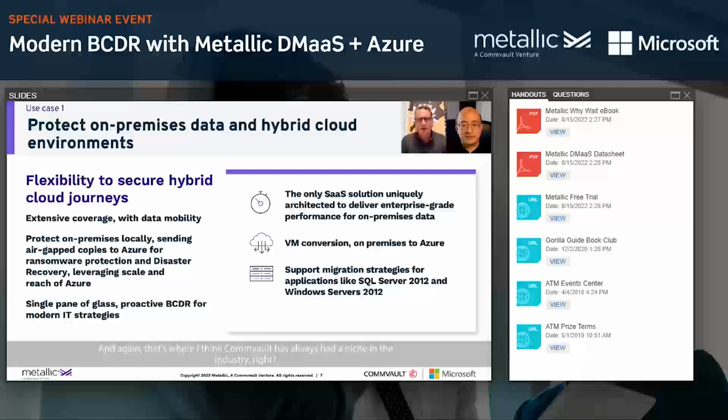And again, that's where I think Commvault has always had a niche in the industry. And now the ability to support both in a very seamless single pane of glass through Metallic is one of those scenarios that no other company provides. It's the guardrails against what you have in the hybrid, as well as what you need to migrate moving forward. And then being able to manage both of those environments in a very seamless, solidified single pane of glass, I think that just adds a lot of value to our clients.